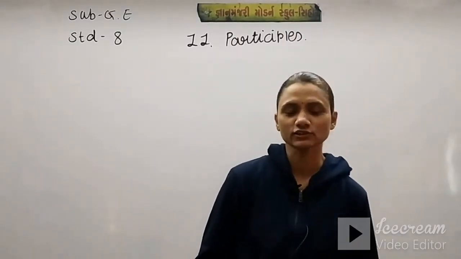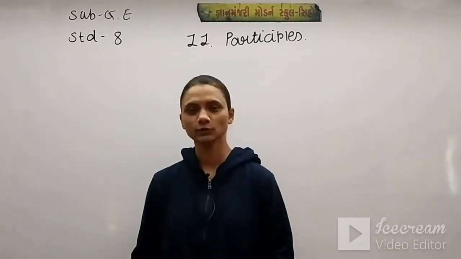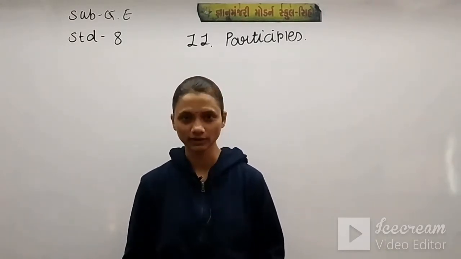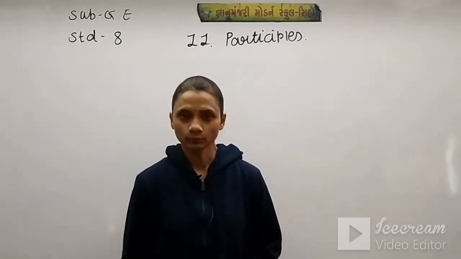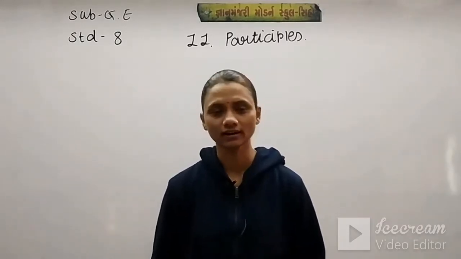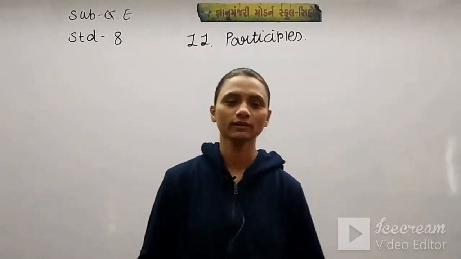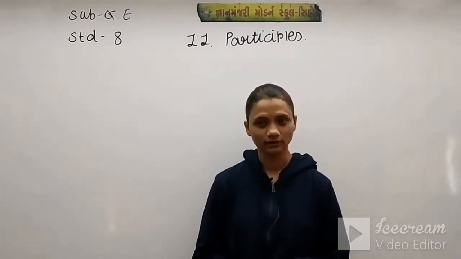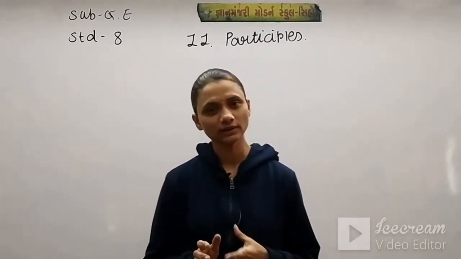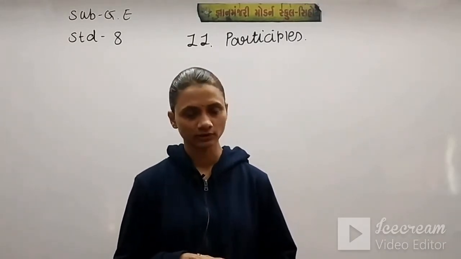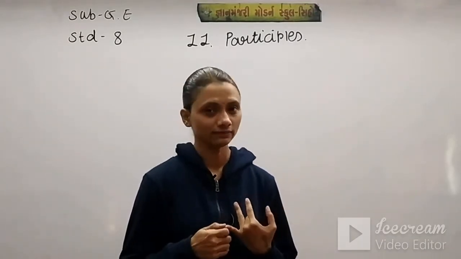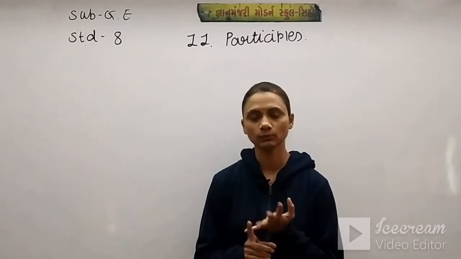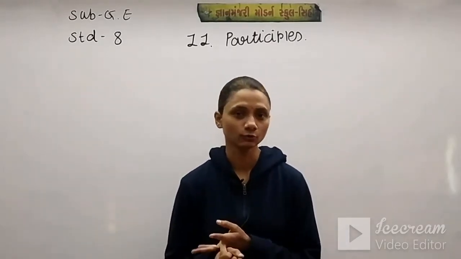This is GE session and in this video we are going to start unit number 11. It is very important and a little bit hard unit, so please pay attention in this video. The name of the unit is participle. Participle is a part of verb. Means we have done infinitive, after that we are doing participle, and then we will do gerund.